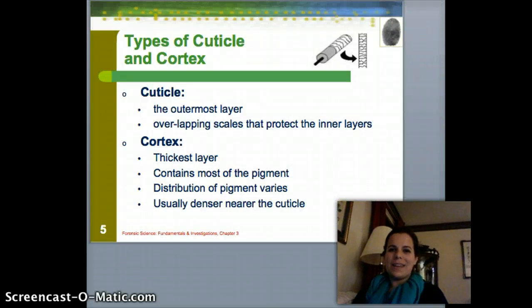It has overlapping scales, and there's three types: coronal, spinous, and then imbricate is the kind that you find in human hair. The cortex is the thickest layer. It contains most of the pigment of the hair, but the distribution of the pigment varies. It's usually denser near the cuticle with humans, but oftentimes in animals you'll find that the pigment is denser near the medulla.